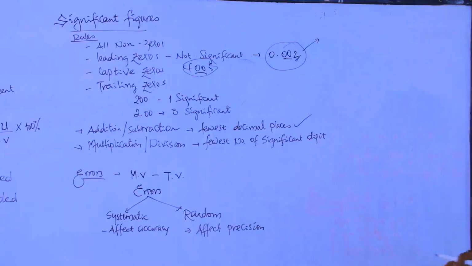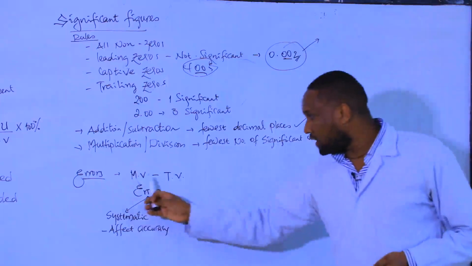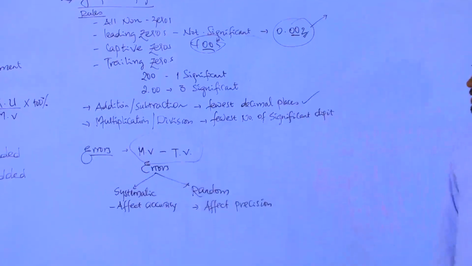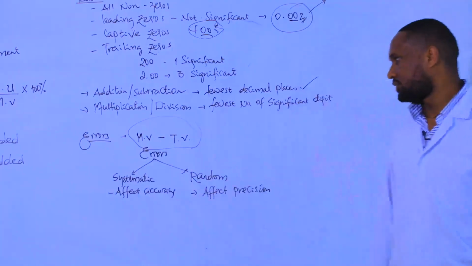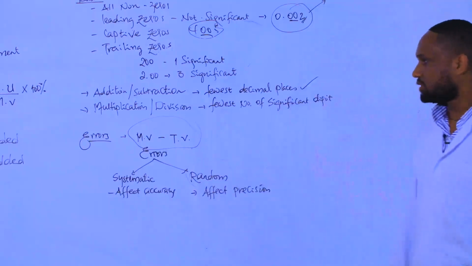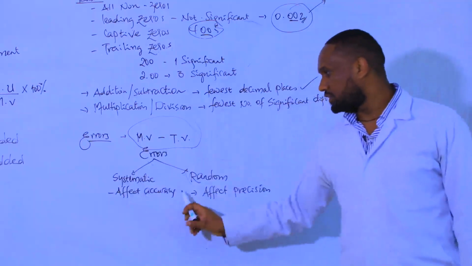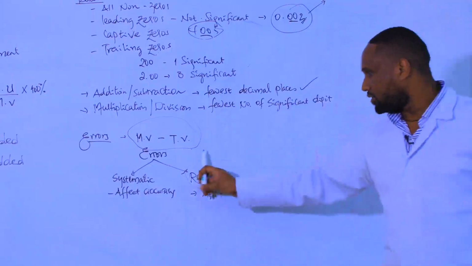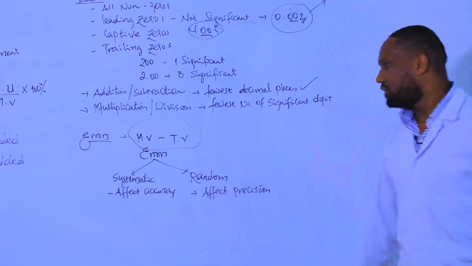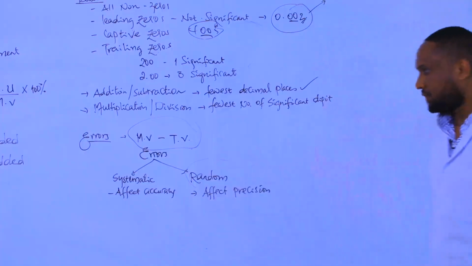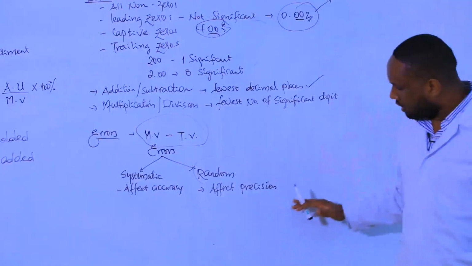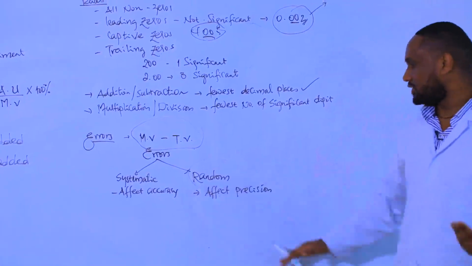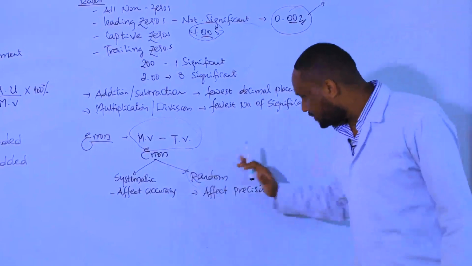All right. So when we come to errors, an error is simply the difference between the measured value and the true value, okay? Errors can be classified into two. There are some errors which we call systematic errors, and there are some errors which we call random errors, okay? Basically, systematic errors affect the accuracy of our measurement, and random errors affect the precision of our measurement. As you know, accuracy is how close our measured value is to the true value, but precision is how precise different measurements are with each other, okay?